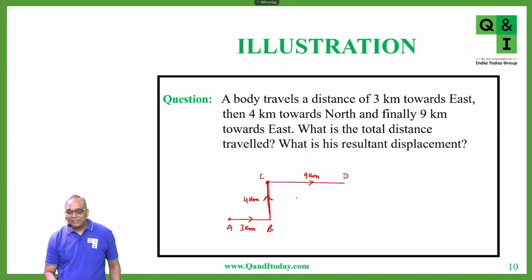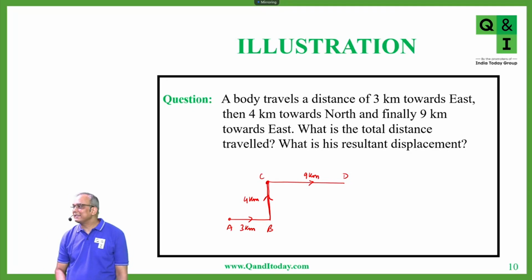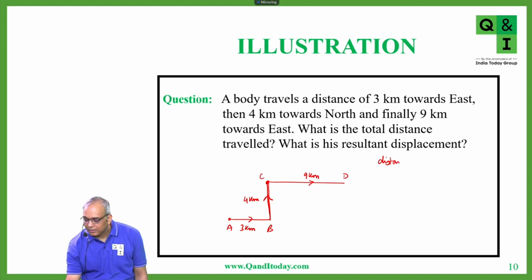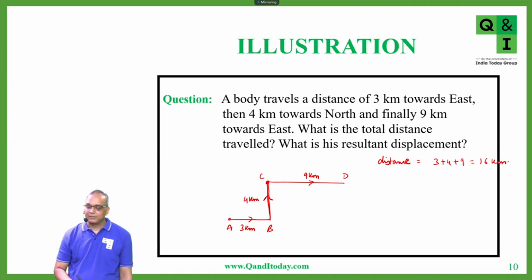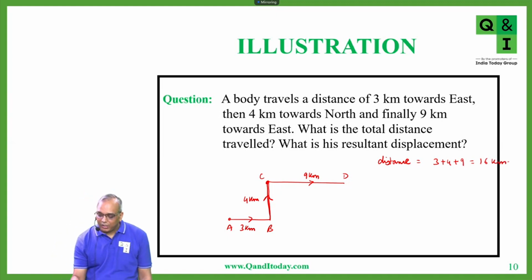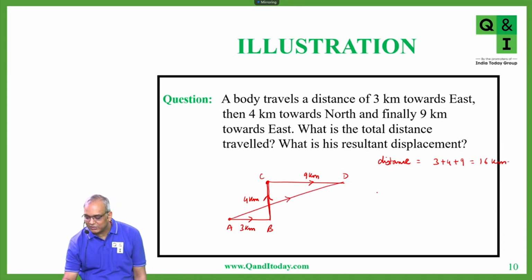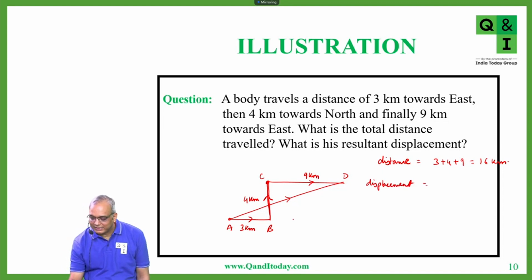Right? Now, what is the total distance traveled? So total distance is easy to calculate. Okay. So here, total distance will be equal to 3 plus 4 plus 9. So 9 plus 4 is 13 plus 3 is 16. 16 kilometer. Okay. Now, if we have to find displacement, what we are going to do, we are going to join A to D. This is your displacement. Right. Now, in this question, we again will complete the right angle triangle here.